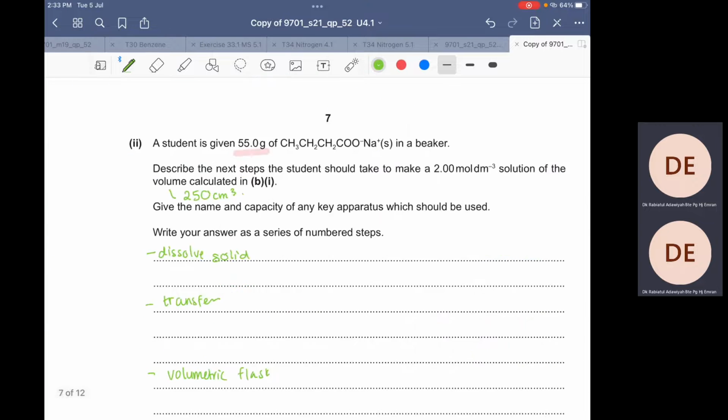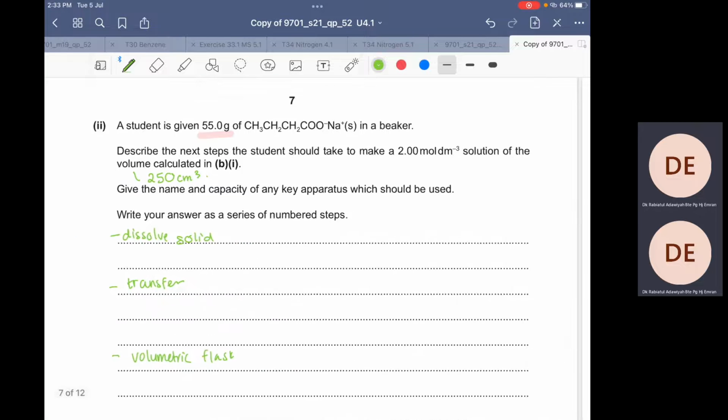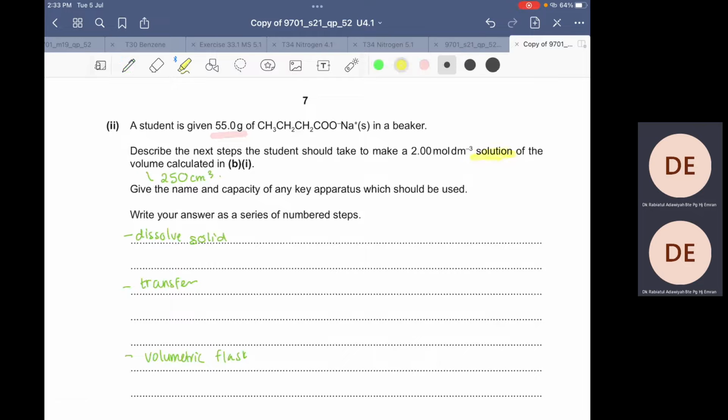Okay, that's a simple calculation. So I expect you to be able to do that. Next, a student is given 55 grams of sodium ethanoate in a beaker, so you don't have to worry about measuring the solid out. Describe the next steps the students should take to make a solution of the volume calculated in B part 1. So you've already calculated you want to make a solution up to 250 centimeter cube. Give the name and capacity of any key apparatus which should be used.